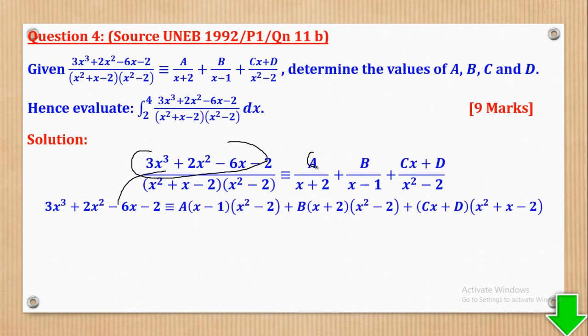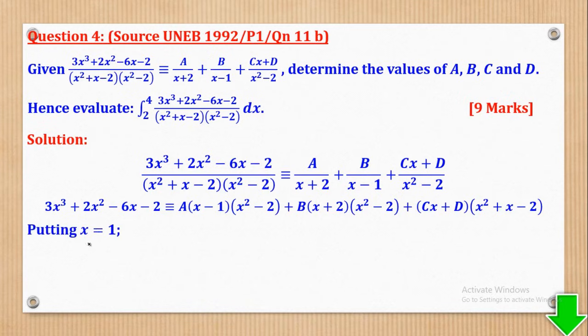So when I sort out the numerator, this left hand side is to be this, and this side, a will be multiplied by this and this to come up with this. Then b will be multiplied by this and this to come up with this, and cx plus d will be multiplied by this and this to come up with that. Now next is to choose any of the two methods. Let me choose the one of substituting suitable values of x.